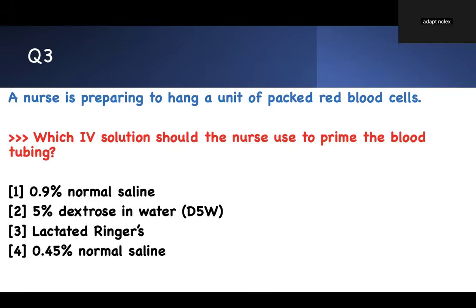If anybody tells you that they have questions for the NCLEX, they're lying to you. You just have to know the concept. Know the concept to answer the question. What is the concept for question 3?